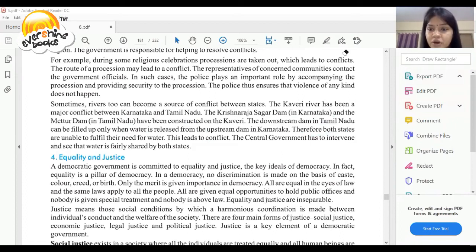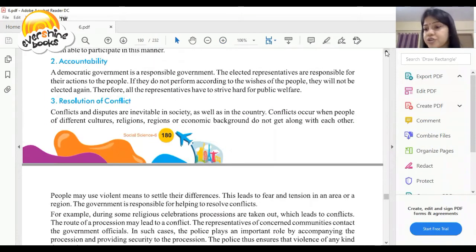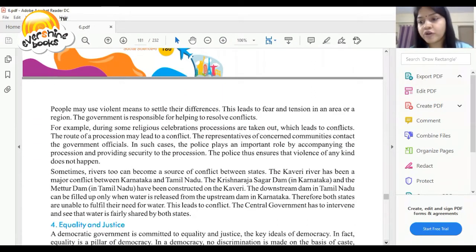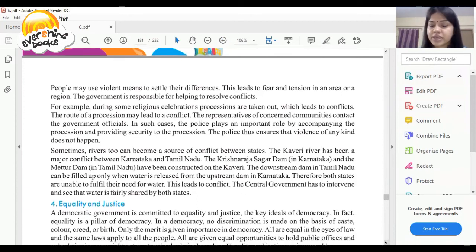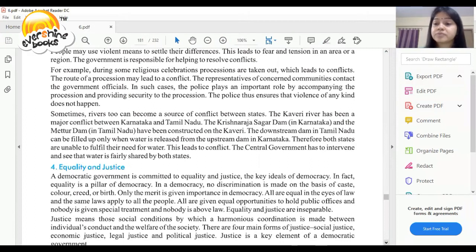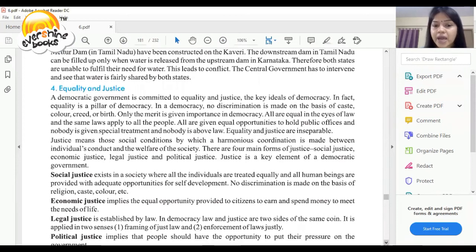So this is all about the third key feature of democracy, which is resolution of conflict. ऐसे तो लोगों के बीच में, दो state के बीच में government के intervention से उनके conflicts resolve होते हैं. So democracy लोगों के बीच का, state के बीच का, districts के बीच का या किसी भी तरीके के conflicts को resolve करता है. Number four, the fourth key feature of democracy is equality and justice.